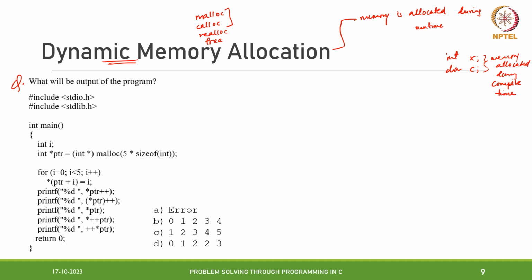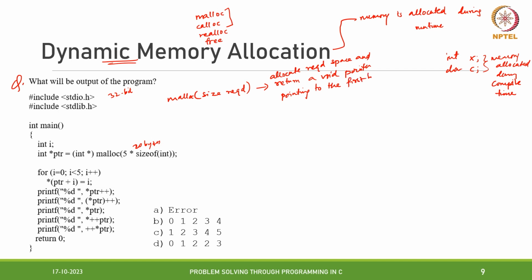So here is an example of the malloc function. The format of the malloc function is that you write malloc and the size required, how much size you require. Here I require 5 into size of int, so I require 20 bytes of space, assuming a 32-bit system. That means I am saying give me 20 bytes of space. What malloc will do is allocate the required space and return a void pointer pointing to the first byte.